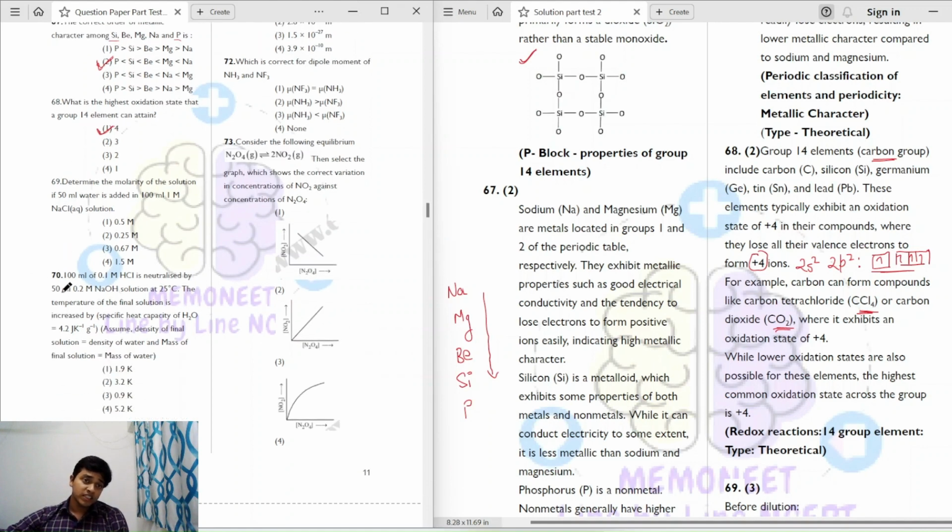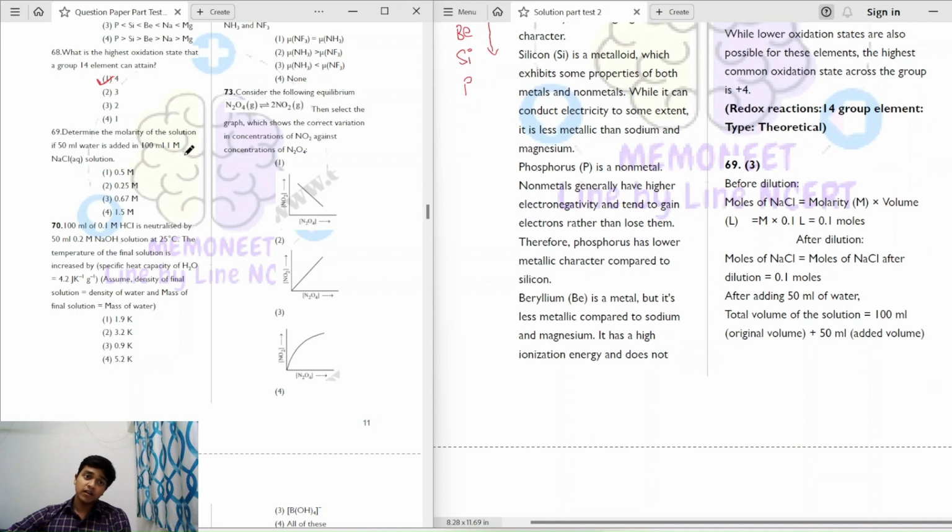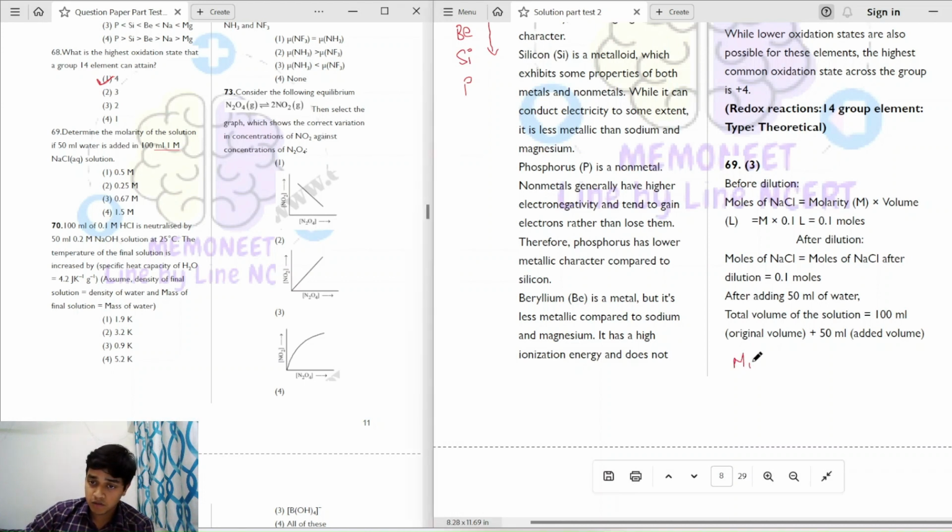Moving on to the next question, the question says, determine the molarity of the solution if 50 ml of water is added in 100 ml of 1 molar NaCl solution. So if we see, we have a question of dilution. So we just talked a short while back that for dilution we use the formula M1V1 is equal to M2V2. So we use this formula because the concept is that when we dilute a solution, the amount of the solute remains same. So when we see the formula for molarity, molarity is number of moles divided by volume. So to find out the number of moles, we multiply molarity by volume. So we get the number of moles.